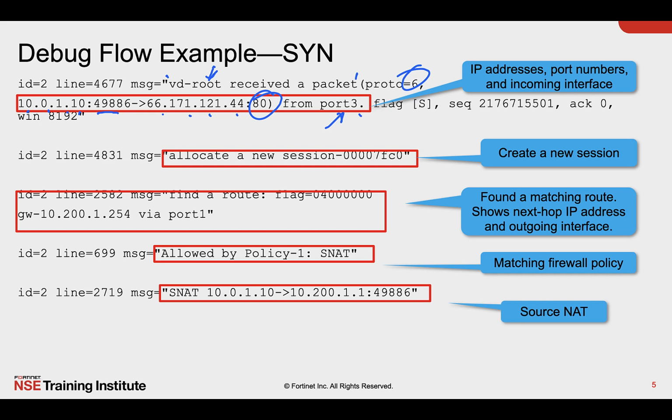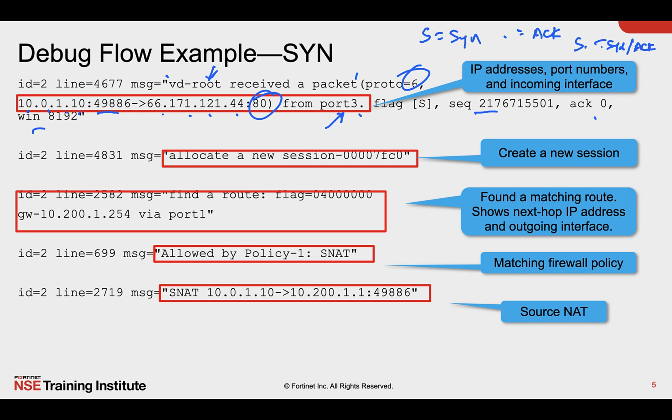Now, the flag, it says S. There are actually 3 possibilities here. S equals SYN. That means it's a TCP SYN packet. Dot equals ACK. So if you saw just a dot, it would be an ACK. S dot, you guessed it, is SYN ACK. So this is a SYN packet. Here's the sequence number, acknowledgement number, window size.